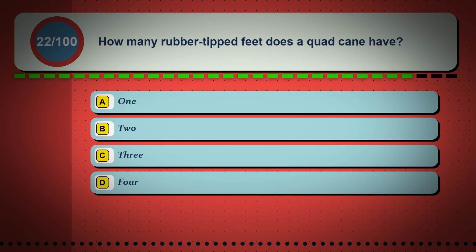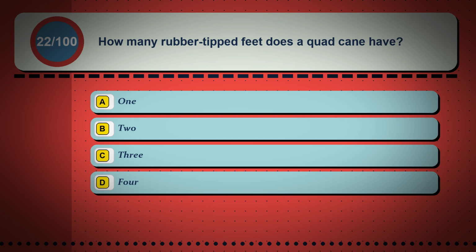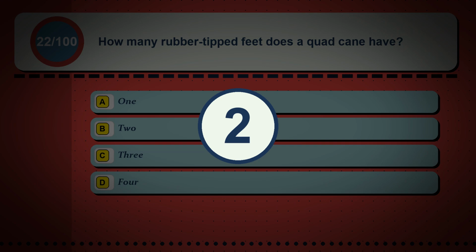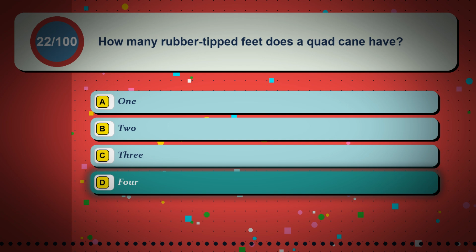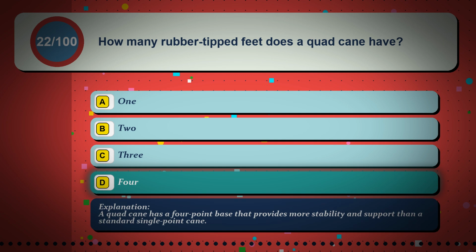Question 22. How many rubber-tipped feet does a quad cane have? Option A. 1. Option B. 2. Option C. 3. Option D. 4. The correct answer is option D. 4. A quad cane has a 4-point base that provides more stability and support than a standard single-point cane.